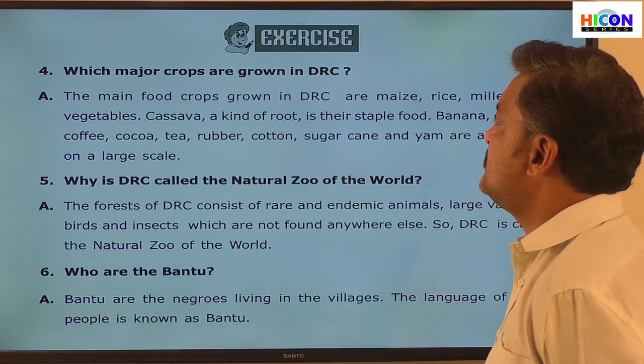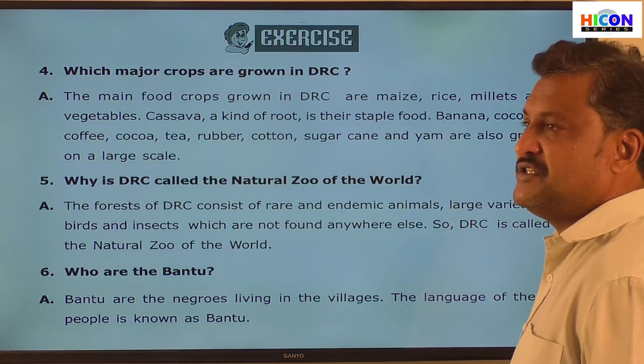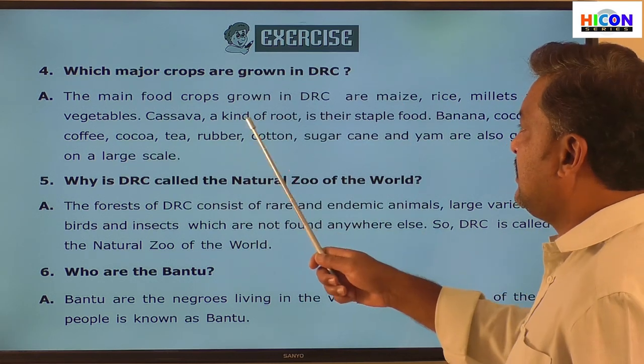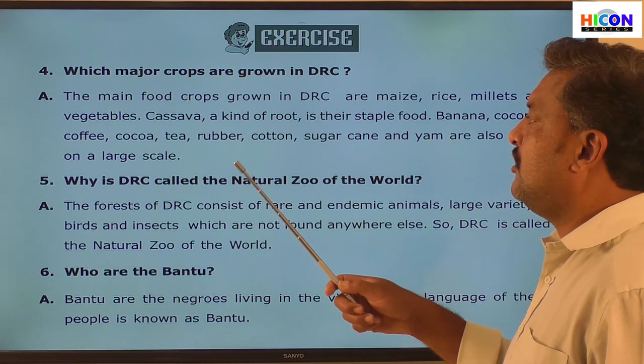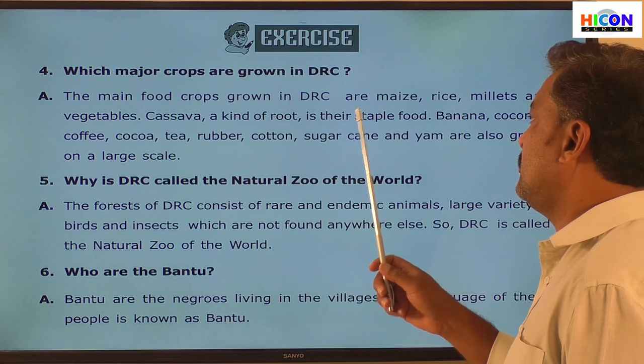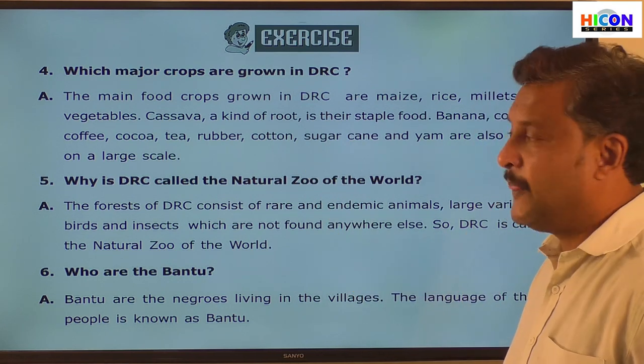The main crops grown in DRC are maize, rice, millet and vegetable. Cassava, a kind of root, is a staple food. Banana, coconut, coffee, cocoa, tea, rubber, cotton, sugarcane, and yam are also grown in large scale.